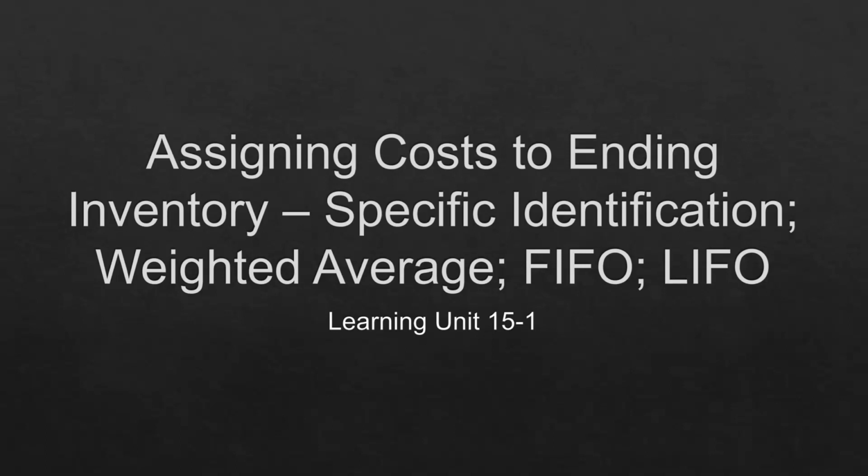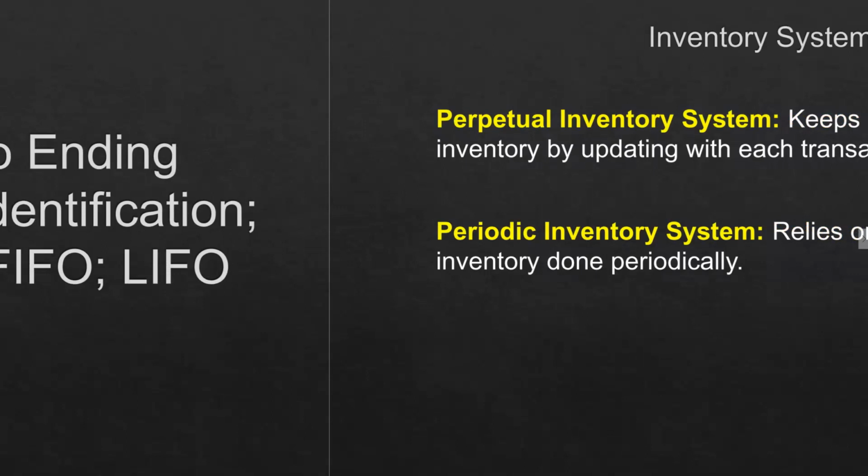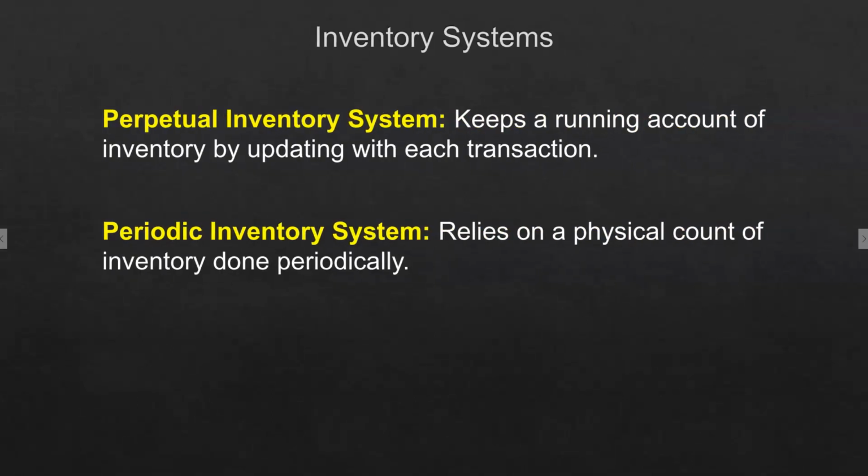This is lesson 15.1 and we're learning about inventory with various methods that I'm going to be teaching you. Inventory systems. Perpetual inventory systems keep a running account of inventory by updating with each transaction. A lot of computer systems keep track of this through checkouts and different things. And then a periodic inventory system relies on a physical count of inventory done periodically.